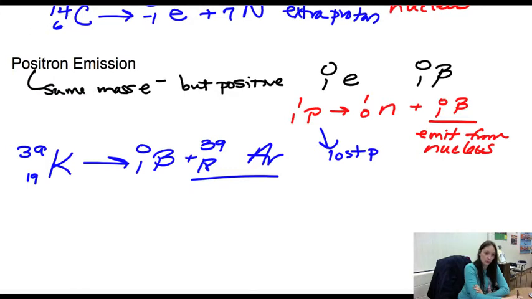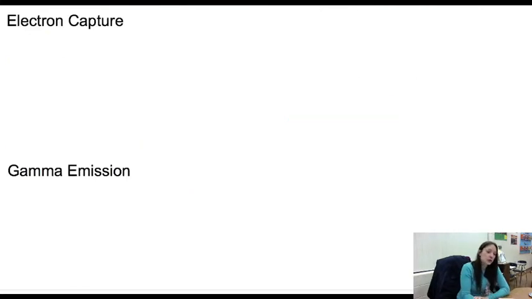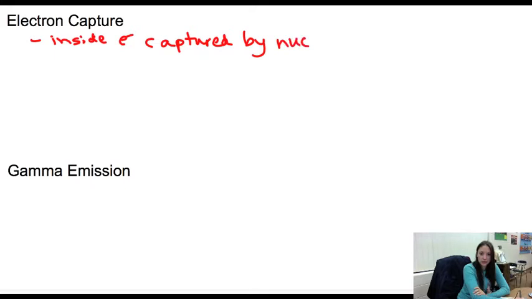Okay, last two. We have electron capture. So this one's a little bit different. Notice how it doesn't say emission. You are capturing an electron, and how this works is it's an inner orbital electron. So an inside electron, we haven't talked about orbitals yet, but let's say an inside electron in my atom is captured by my nucleus. And what happens is this inside electron, which is 0, negative 1, e, combines with a proton, and we're going to make a neutron.